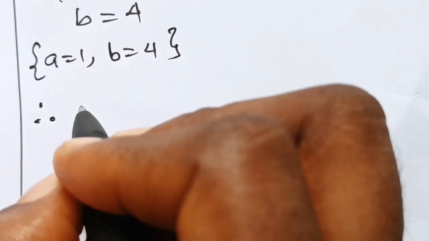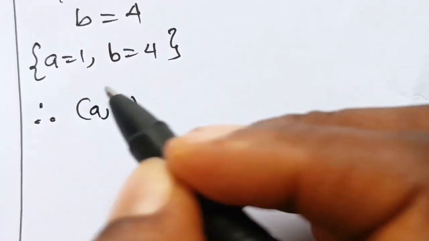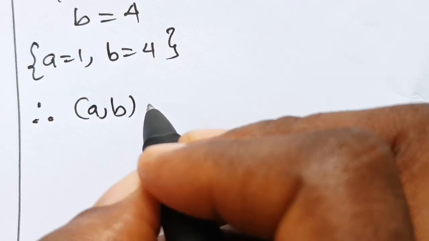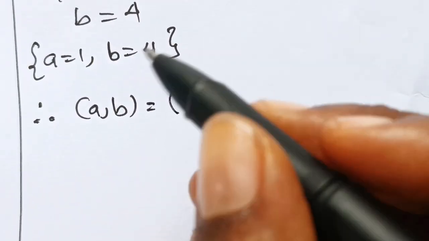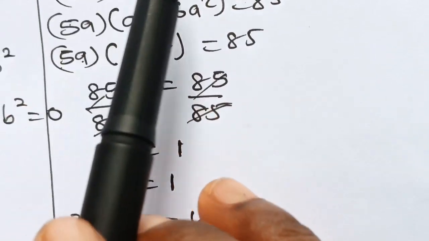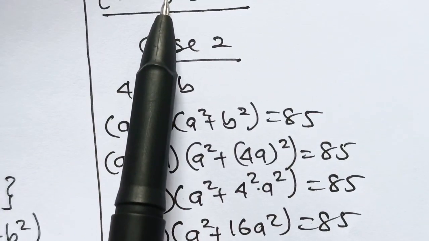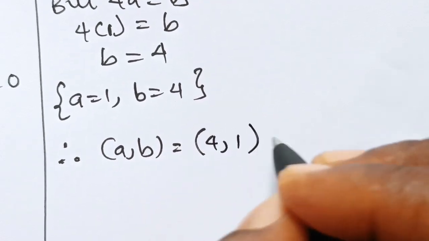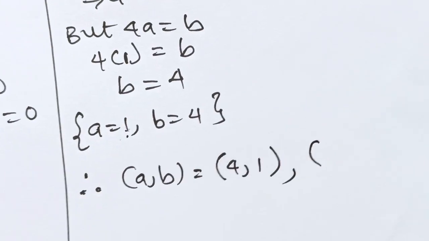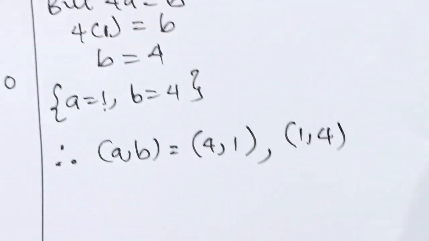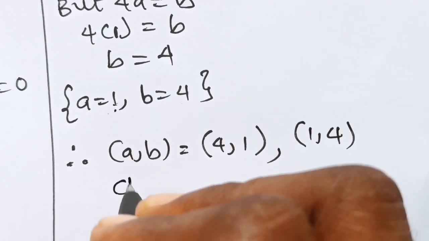Therefore, these are the solutions to our equation. So (a, b) is equal to, we have the first set as (4, 1), and the second set as (1, 4). Now let us check.